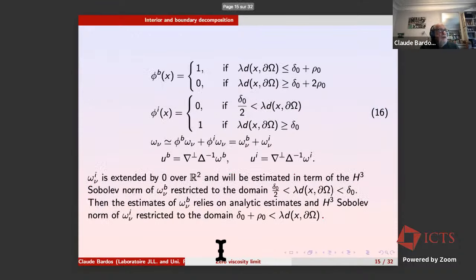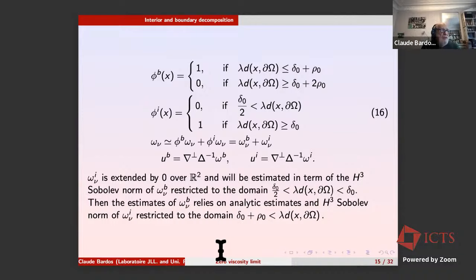To focus on the boundary, I introduce two nice functions to localize. One is called phi_b of x, b for boundary. It is equal to 1 near the boundary and equal to 0 away. The other one, phi_I of x, is equal to 0 near the boundary and equal to 1 elsewhere. This is not a partition of unity, and I won't use it as such.